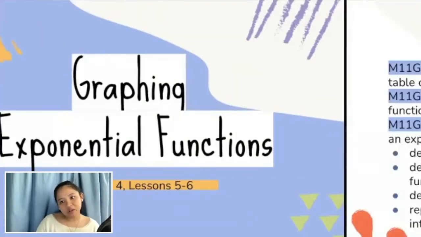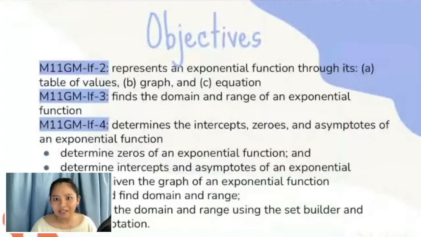Our objectives are the following: to represent an exponential function through its table of values, graph, and equation, and then to find the domain and range of a given exponential function, and also to find their intercepts, x-intercept and y-intercept, their zeros, and the asymptotes of an exponential function.